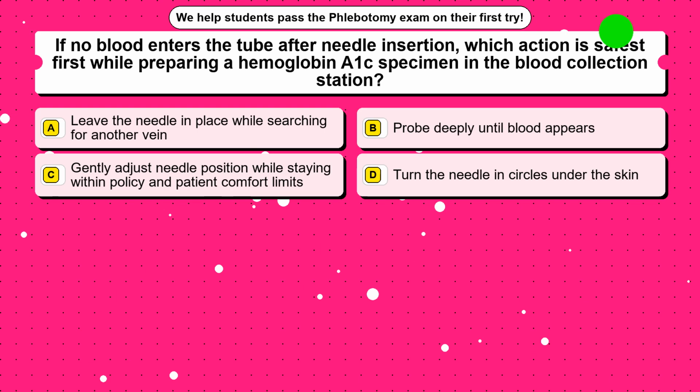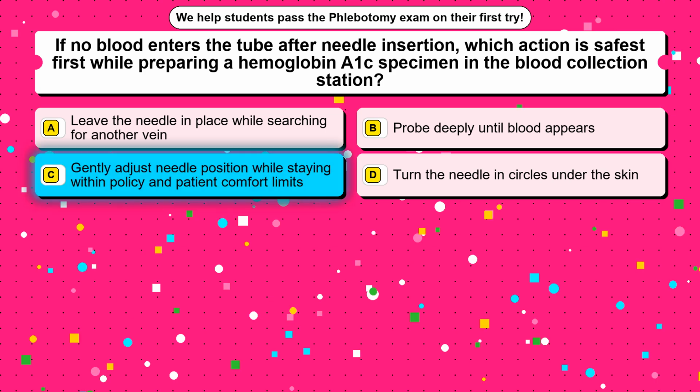Question 15. If no blood enters the tube after needle insertion, which action is safest first while preparing a hemoglobin A1C specimen in the blood collection station? Option A. Leave the needle in place while searching for another vein. Option B. Probe deeply until blood appears. Option C. Gently adjust needle position while staying within policy and patient comfort limits. Option D. Turn the needle in circles under the skin.